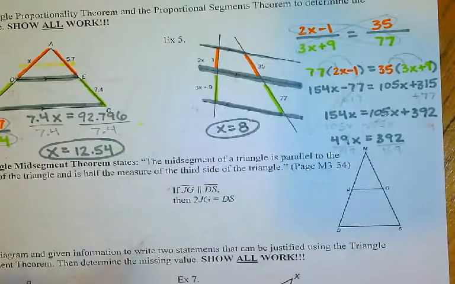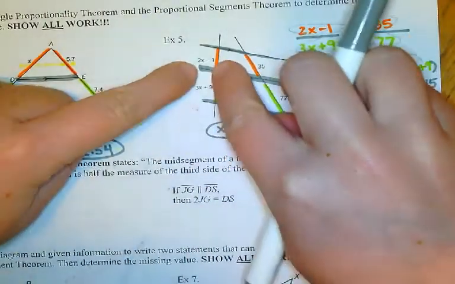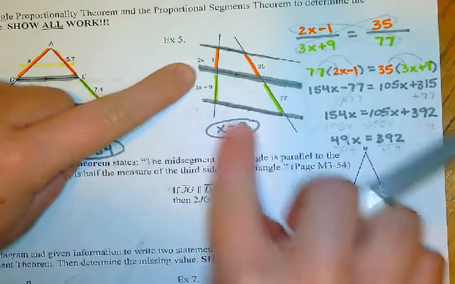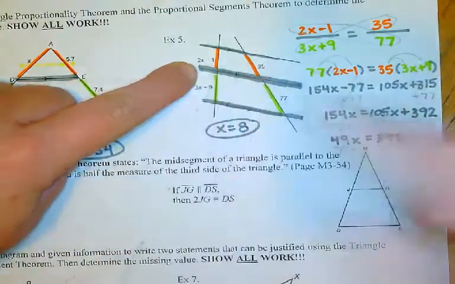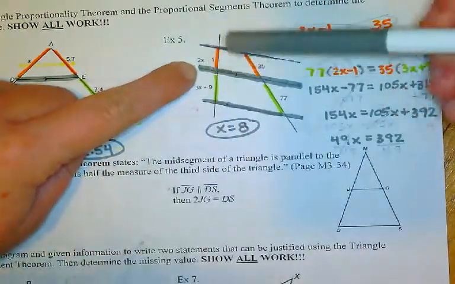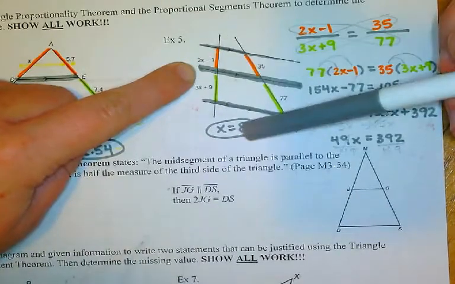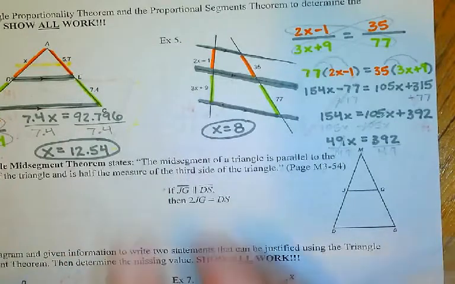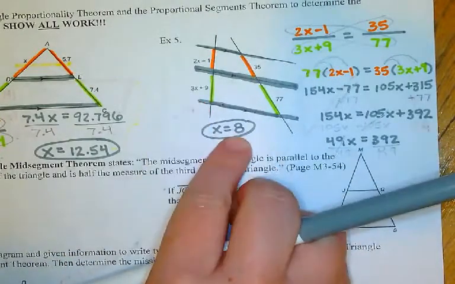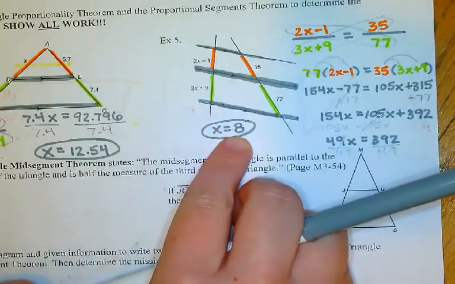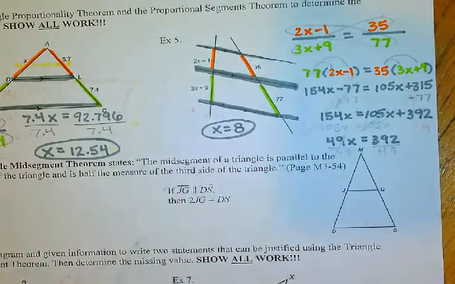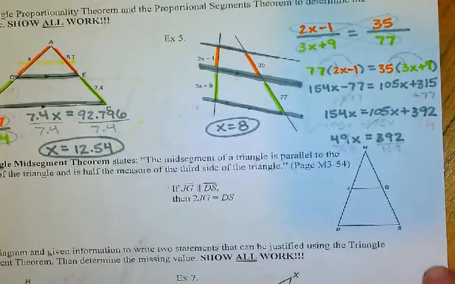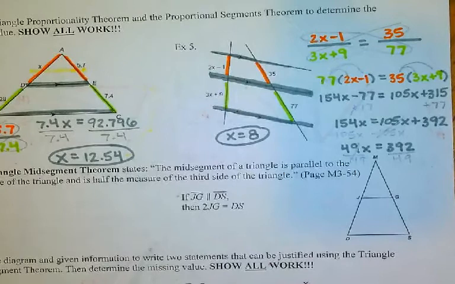Now, if we wanted to know what that actual number was, we would substitute 8 in for x to find out what that actual measurement is. So 2 times 8 is 16, minus 1 is 15. So that number would be 15, and then this would be 3 times 8 is 24, plus 9 is 33. Alright? But here, it just said determine the missing value, so we're solving for x.